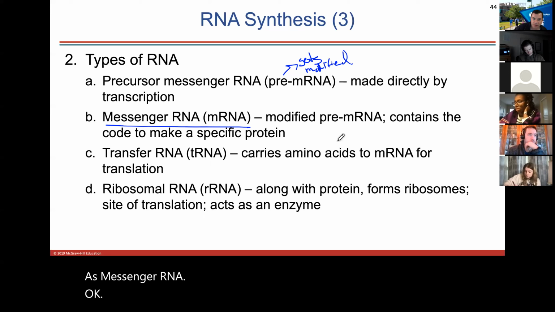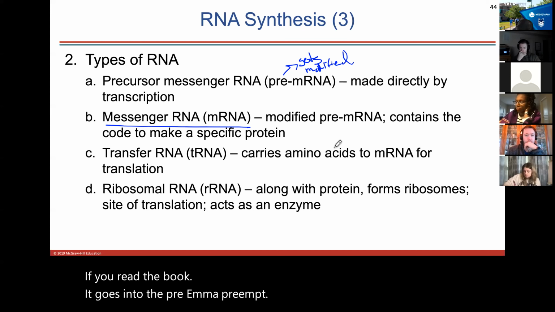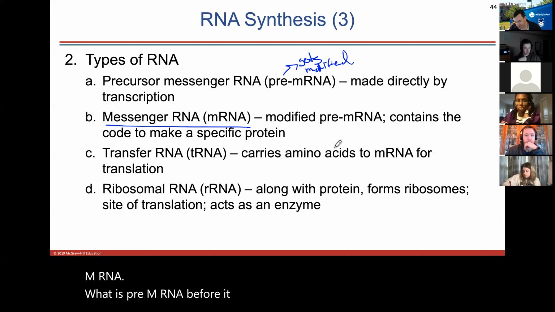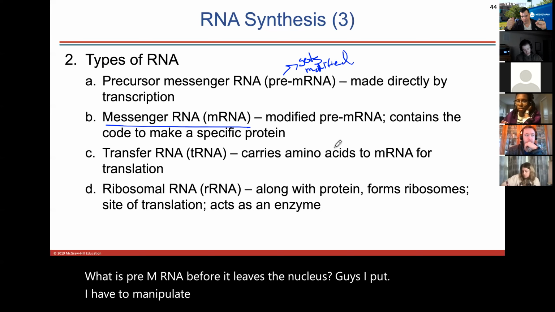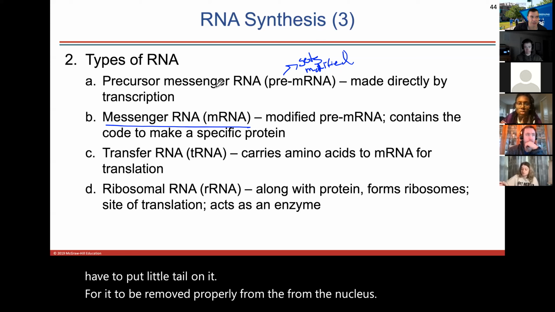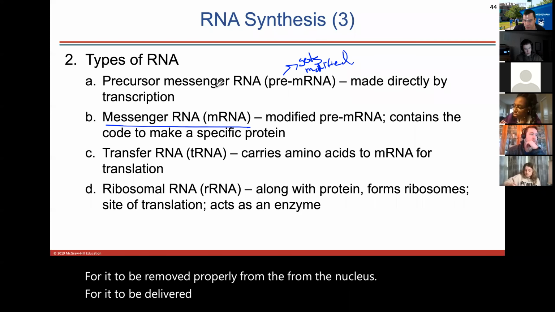If you read the book, it goes into the pre-mRNA. What is pre-mRNA? Before it leaves the nucleus, guys, I have to manipulate the thing a little bit. I have to put a little cap on, I have to put a little tail on it for it to be removed properly from the nucleus, for it to be delivered to a ribosomal subunit properly. And that's all that pre-mRNA is.